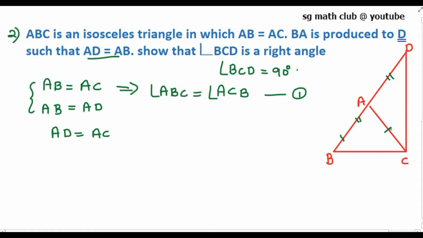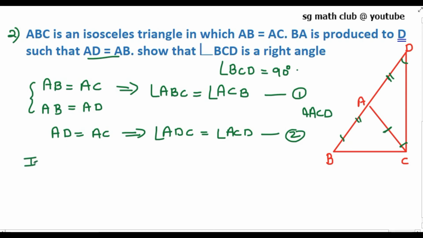So if you consider the triangle ACD, AD is equal to AC. I can write the angles opposite to equal sides will be equal. So easily I can write angle ADC equal to angle ACD. These angles are equal. So let this be equation number 2.